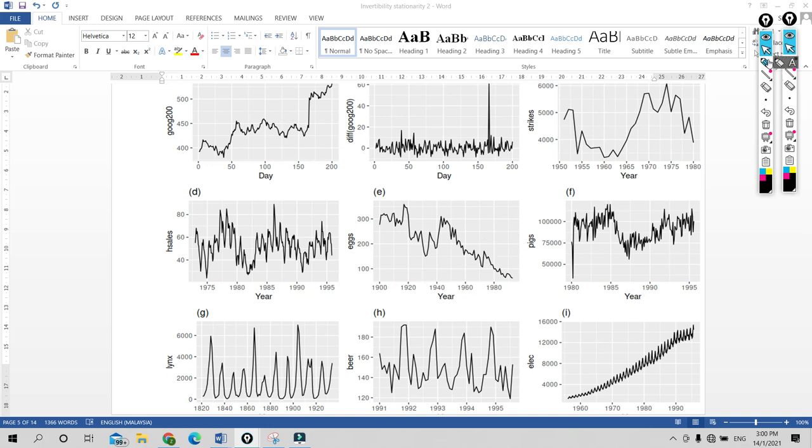This one, F, you have a trend line here, the trend line here, and the trend line here. This also cannot be considered as stationarity. What about I? Here you have the mean, and the trend line here is outwards, so this cannot be considered as stationarity.